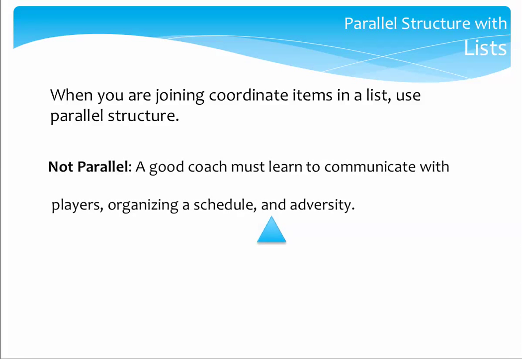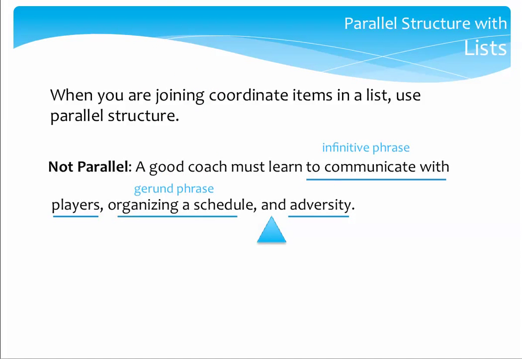So again, we draw our little triangle underneath the conjunction. Then we look for the elements being joined: to communicate with players, organizing a schedule, and adversity. Just to see what we're working with, let's go ahead and label each of these parts. To communicate with players is an infinitive phrase.